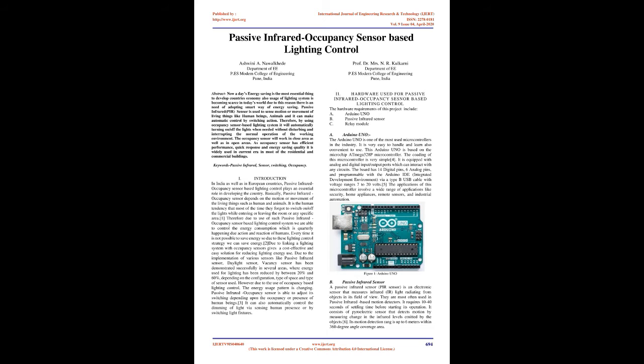However, due to the use of occupancy-based lighting control, the energy usage pattern is changing. Passive infrared occupancy sensor is able to adjust its switching depending upon the occupancy or presence of human beings. It can also automatically control the dimming of light via sensing human presence or by switching light fixtures.